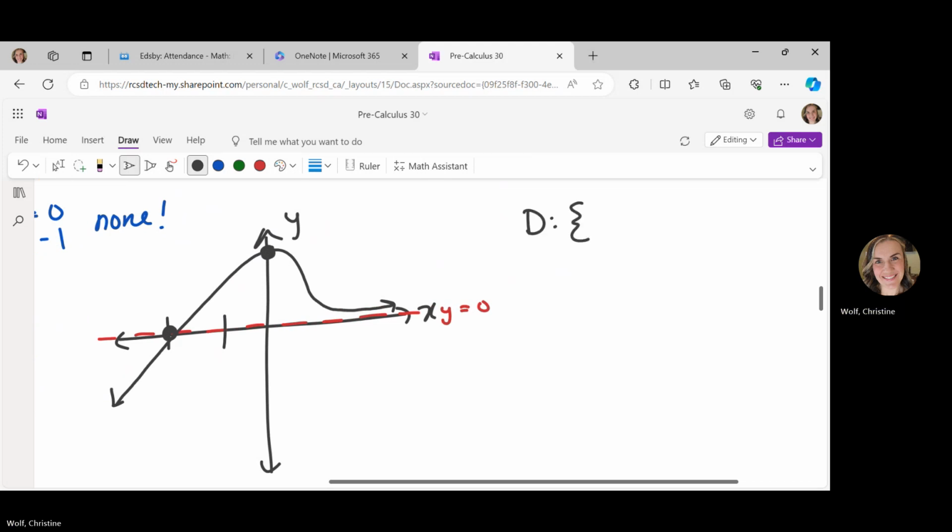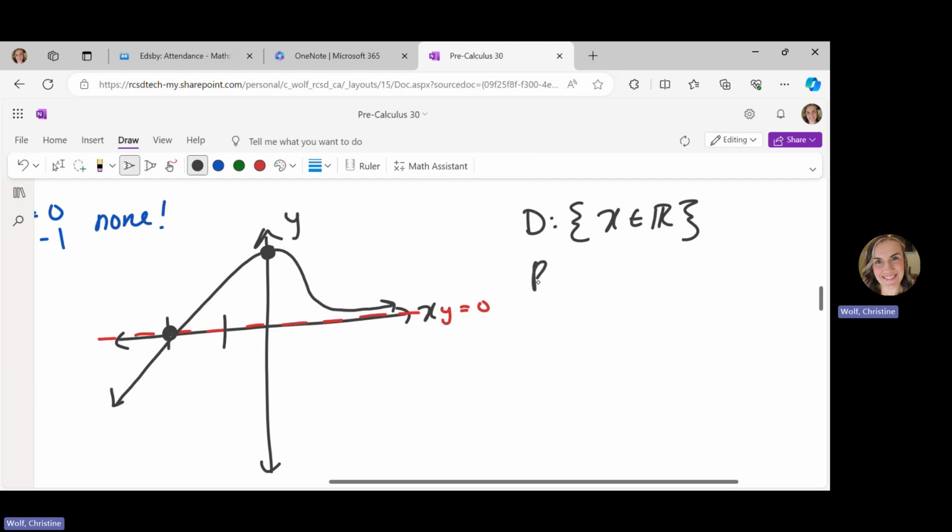Now, does this graph span every value of x? Does it ever stop left or stop right? No, it goes left forever and it goes right forever. So your domain is x is an element of the reals, because that makes sense. You don't have an asymptote.